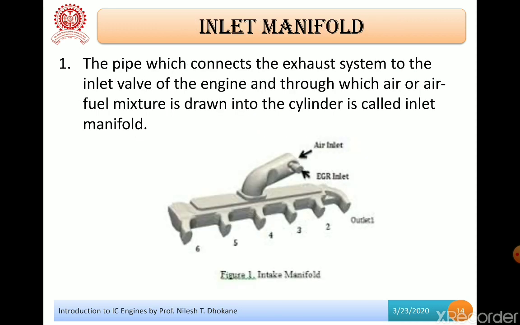The next part is the inlet manifold. It is the pipe which connects the inlet valve of the engine, and through which the air and fuel mixture, as per the engine, is drawn into the cylinder. Here in the diagram you can see an inlet manifold and a 6-cylinder engine. From the inlet manifold the fuel and air mixture, or the air, is given to the 6 different cylinders.